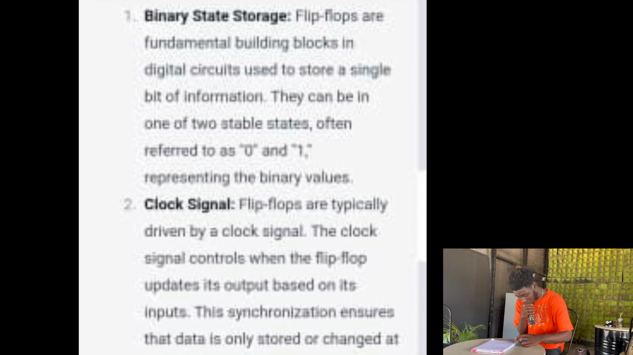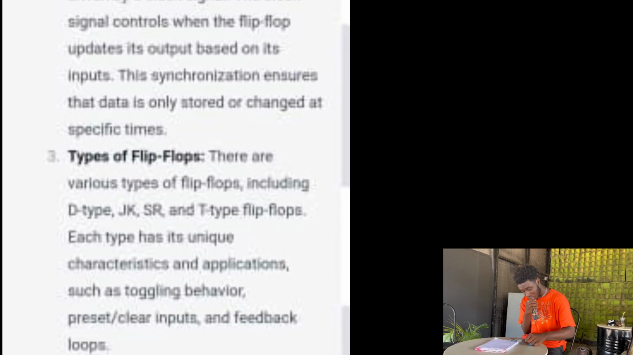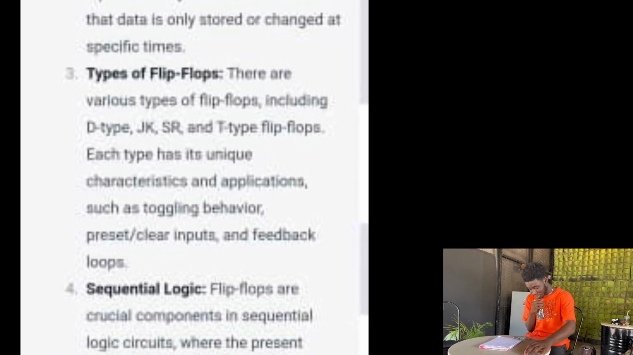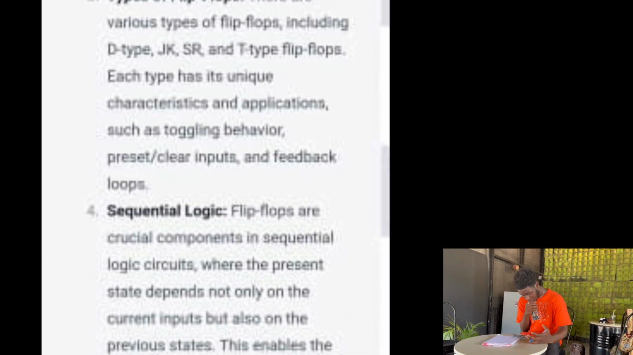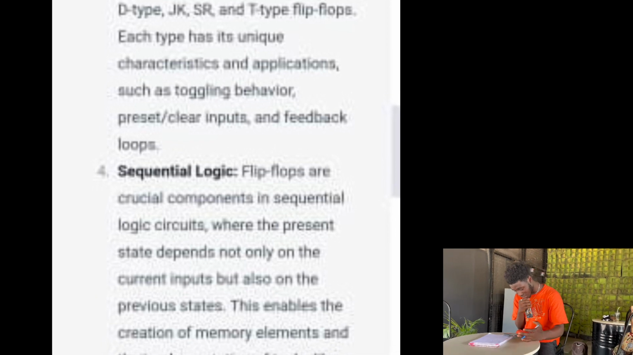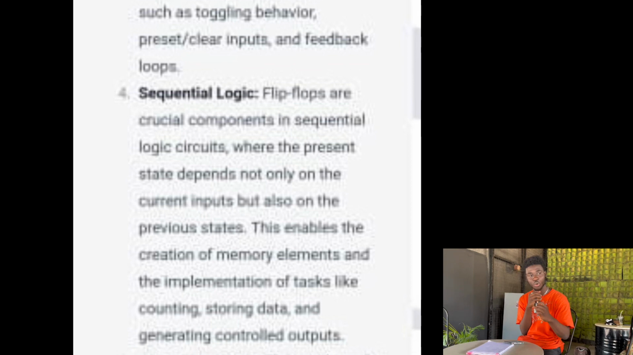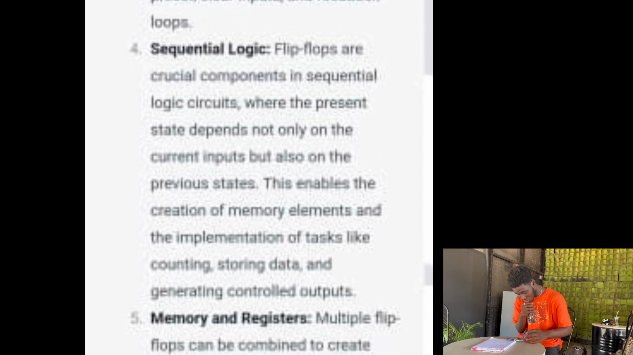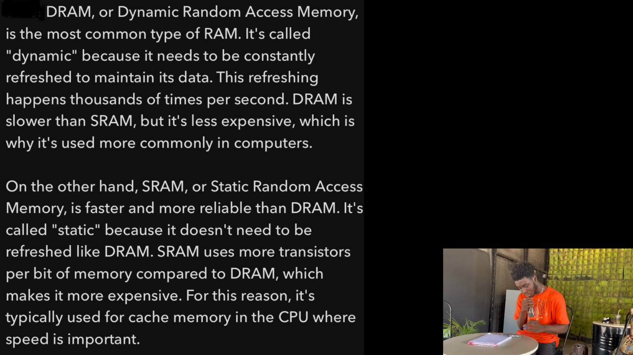The clock signal controls when the flip-flops update their outputs based on their inputs. There are various types of flip-flops: the D-type, the JK, the SR, and a whole lot more. Each type has its own unique characteristics. Sequential logic consists of crucial components in sequential logic circuits, where the circuit responds to the current inputs.